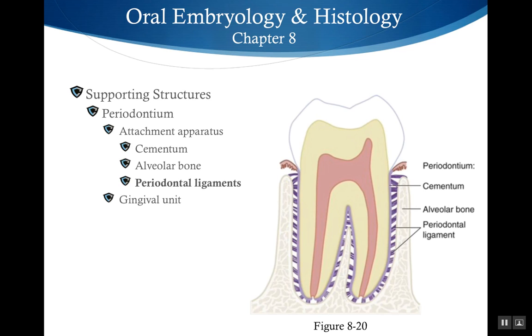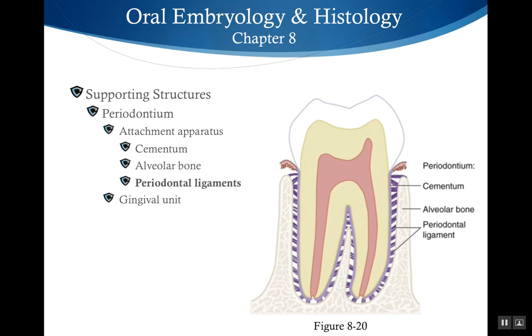All right, so the third attachment apparatus, which attaches the tooth to the bone, is the periodontal ligament. It's also known as the PDL, and that is a dense connective tissue that's organized into different fiber groups that connect the cementum, which is what covers the root of the tooth, with the alveolar bone of the socket wall.